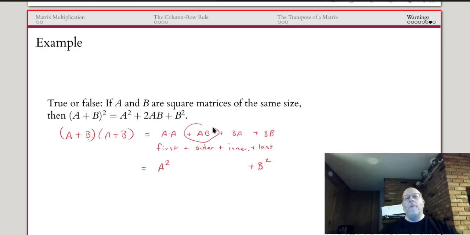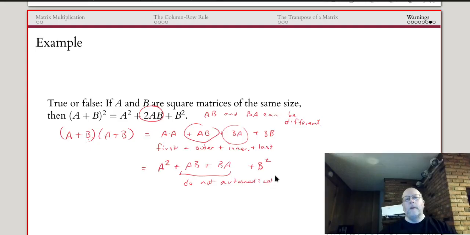But remember that the order matters. AB and BA can be different. And so I can't automatically combine them and make 2AB. So these do not automatically combine. And so this rule works for numbers, but it doesn't work for matrices.